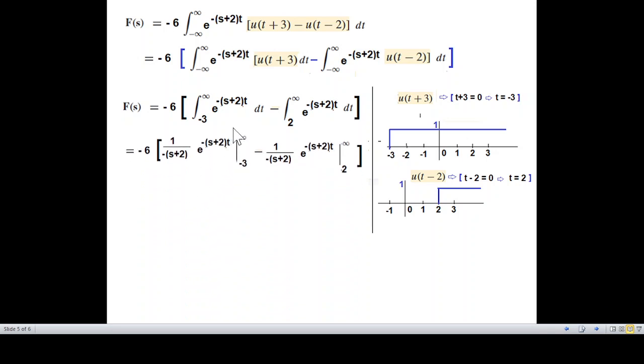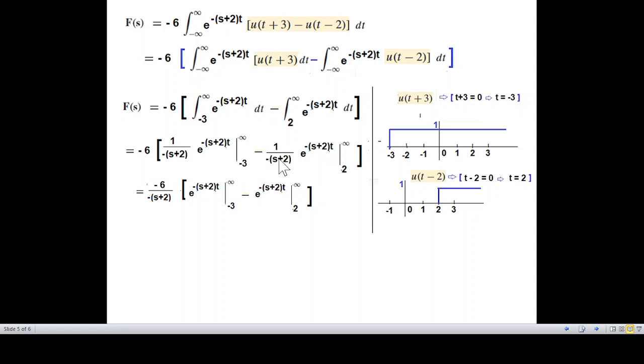And following the same technique that we did in the previous case, the integral of this will be 1 over this power, so it is 1 over (-s+2) times e raised to the power (-s+2)t, and the limit is from -3 to infinity. Same case here, it will be minus 1 over (-s+2) times this function, and the limit is from 2 to infinity.